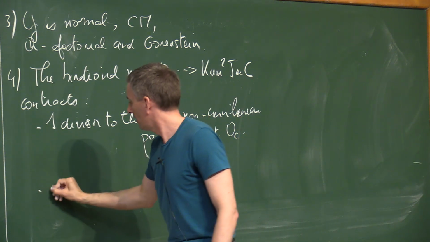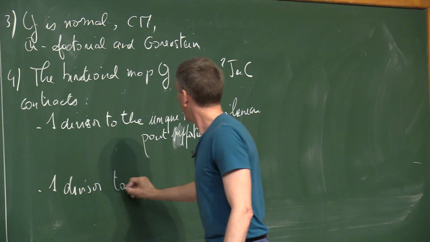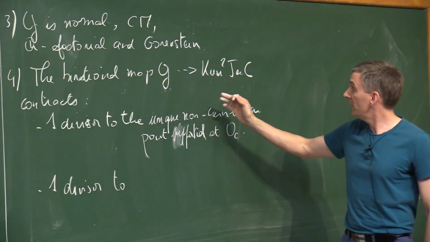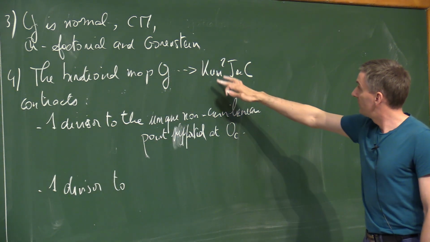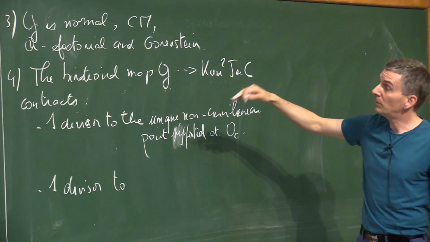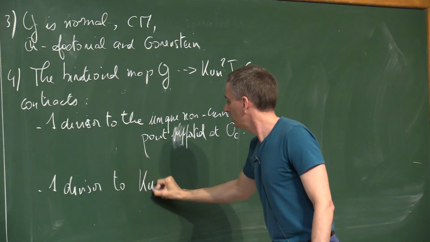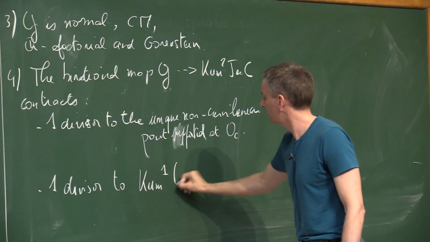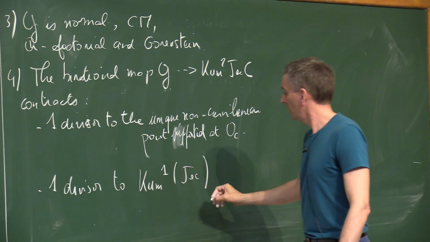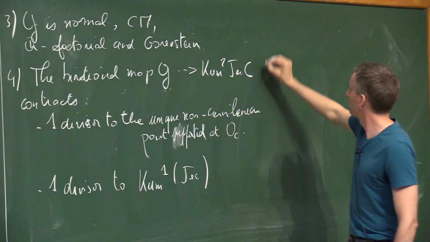And the second divisor is contracted not to a point but to a surface. Inside this Kummer fourfold there is naturally embedded the Kummer surface of the Jacobian. And the second divisor is contracted to the Kummer surface of the Jacobian, which is clearly, trivially embedded inside.